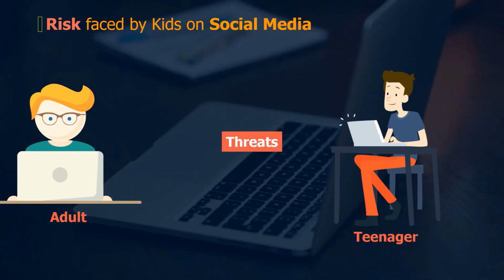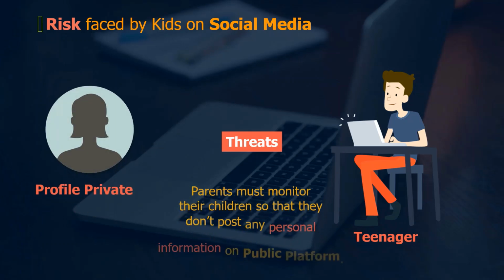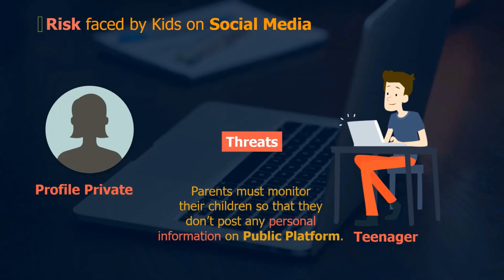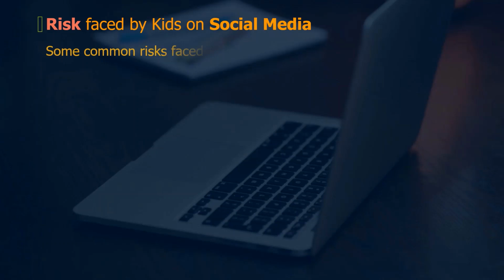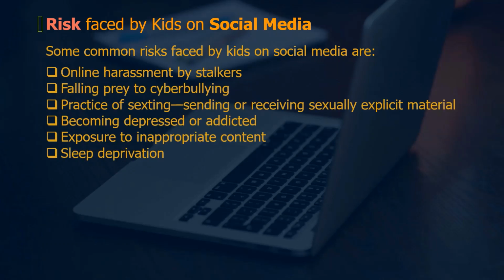To avoid this threat, users must make their profile private with the help of privacy settings, and parents must monitor their children so that they don't post any personal information on public platforms. Some common risks faced by kids on social media are online harassment by stalkers, falling prey to cyberbullying, practice of sexting, sending or receiving sexually explicit material, becoming depressed or addicted, exposure to inappropriate content and sleep deprivation. To prevent such instances, it is recommended that parents or guardians must monitor kids' online activities and be supportive of their kids.